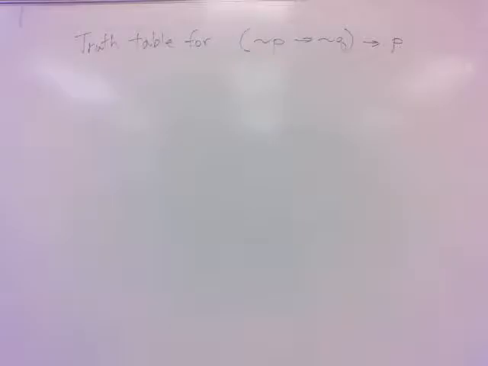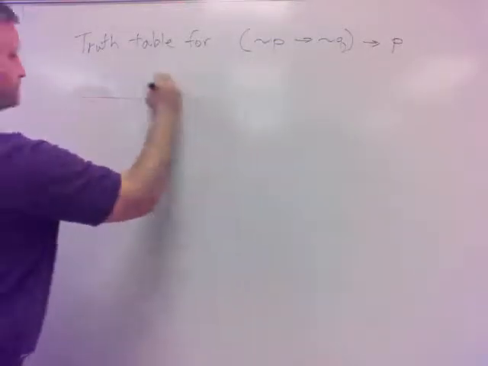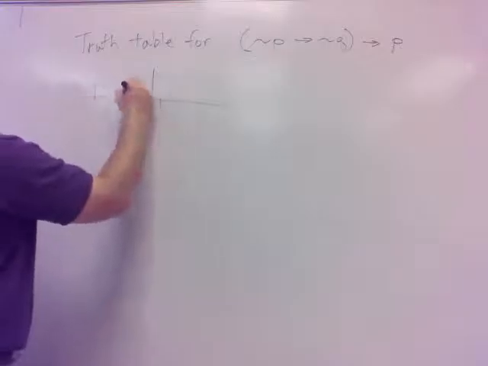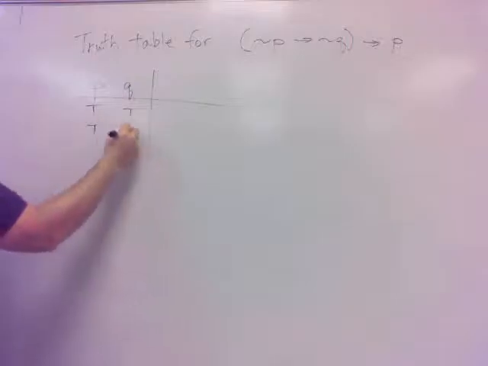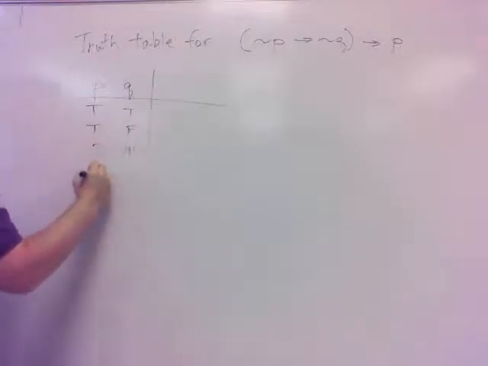All right, so a couple of arrow statements to work on. But the truth table, again, always just starts the same way. True, true, true, false. False, true, false, false.